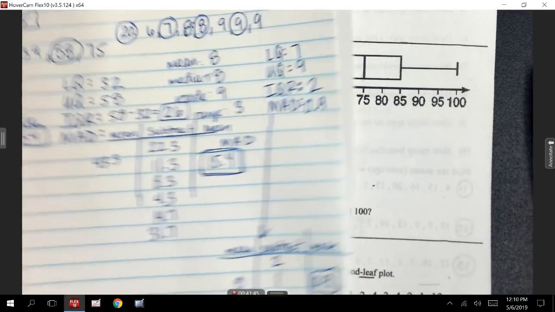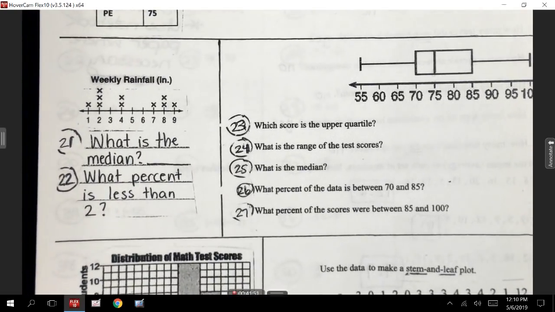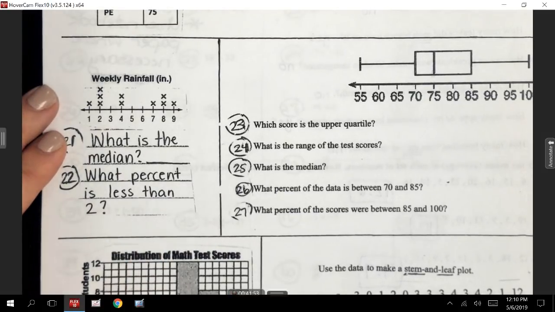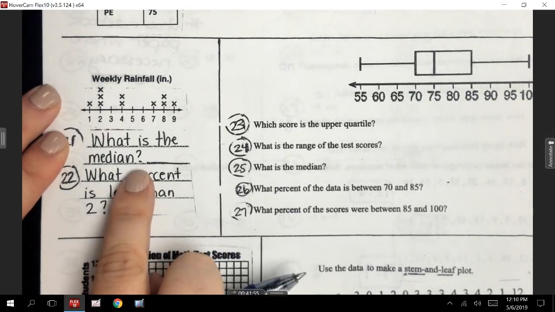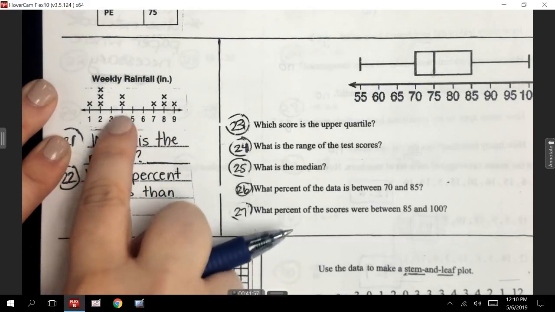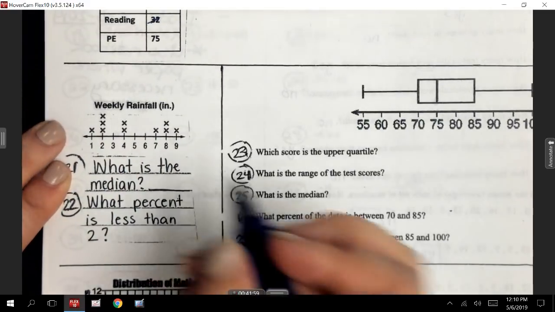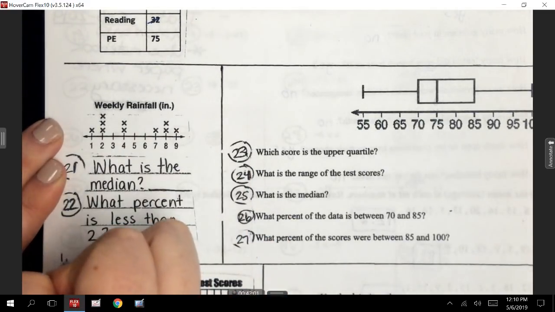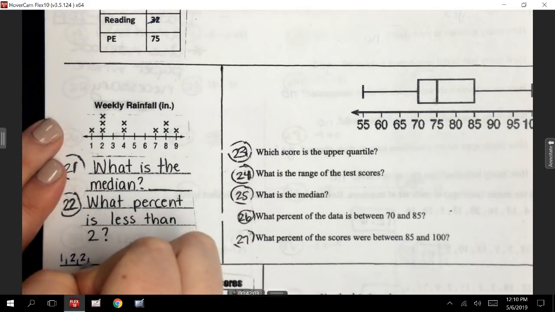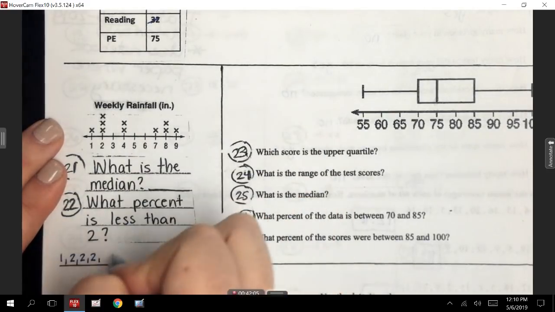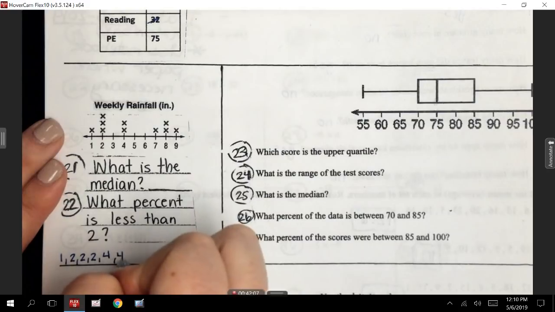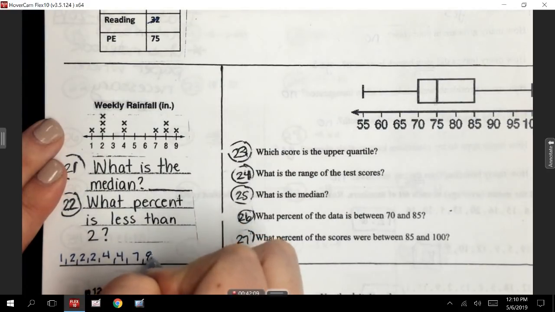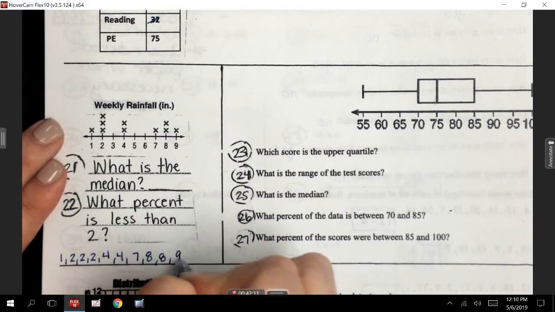All right, that was number 20. So let's look and see what's going on now. Number 21 on our sheet here. It says, what is the median? So guys, it gives me a list, but there was X's. So I need to write those out. So I'm going to do 1, 2. How many 2's are there? 3, because there are 3 X's. Then we have 4, 4, 7, 8, 8, and 9.